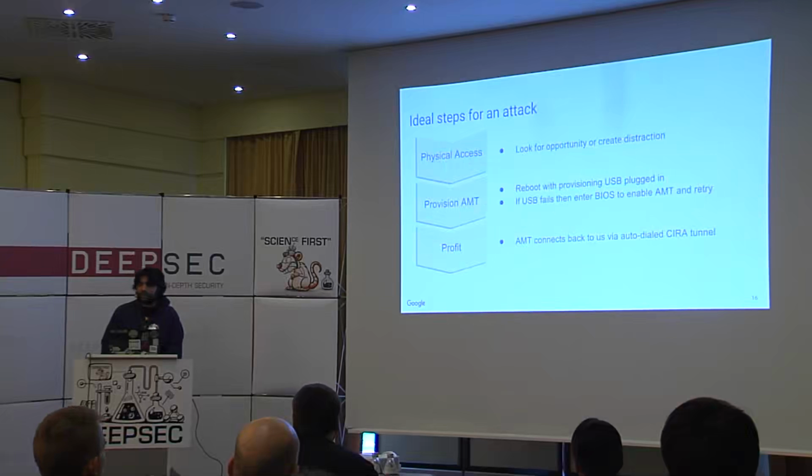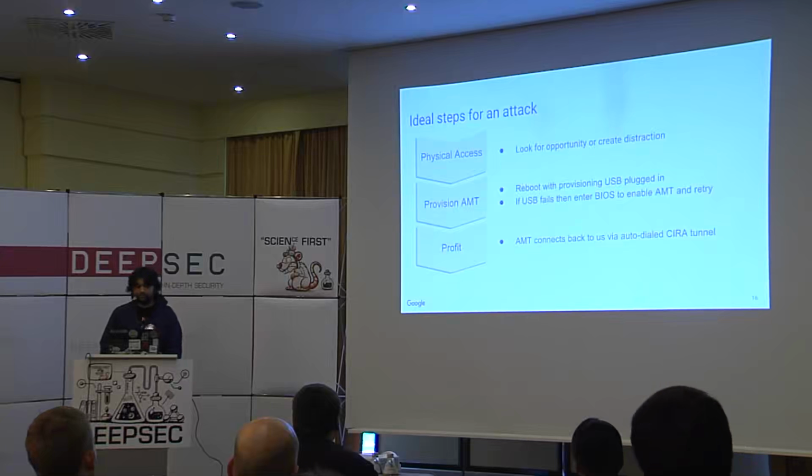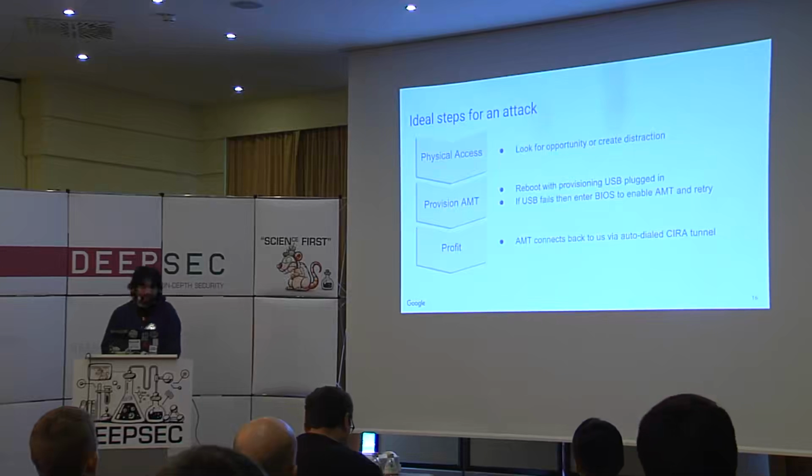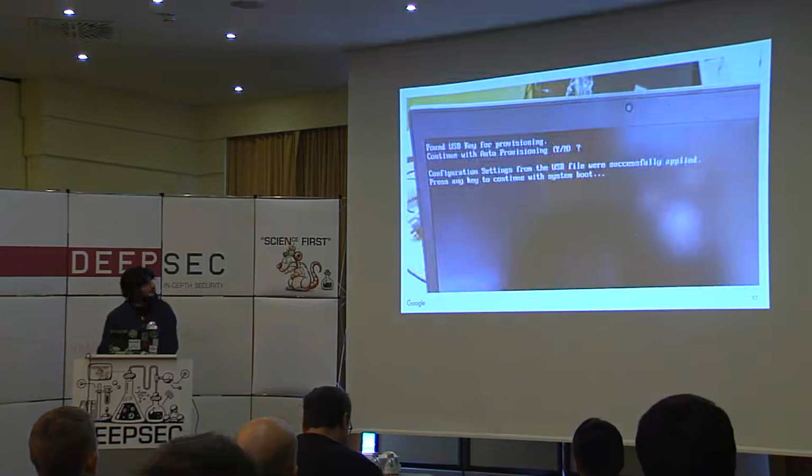Okay, so here's an ideal attack scenario. Look for an opportunity or create a distraction. Then, since we'd like to spend as little time as needed to provision and set up AMT, we'll use USB to auto-provision AMT and set up AMT to auto-start a CRA connection to my command and control server, and done. That's what the documentation says should be easily doable. Does that seem plausible in 60 seconds? Maybe 30 seconds. So this is the ideal. Do this, walk away.